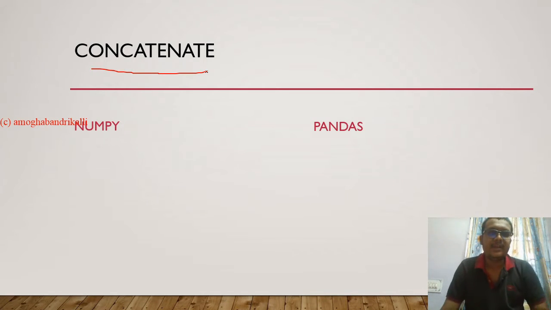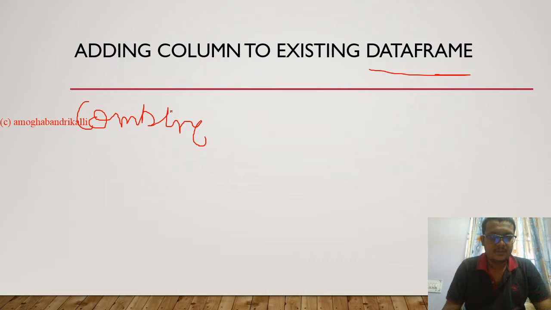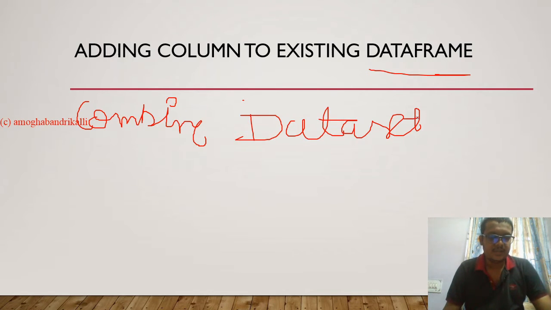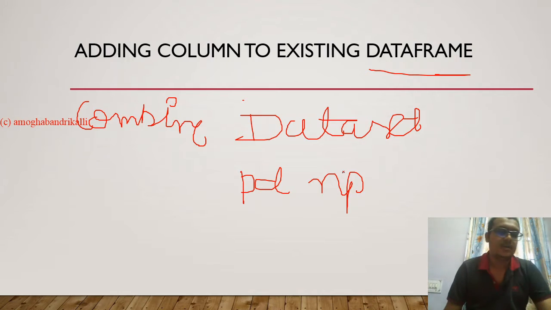Next comes the concatenation operation. Before this, we have another operation, combining data sets. I had forgotten to add that slide. Combining data sets means you are going to combine two data sets, using pandas and numpy. You use both of these frameworks to combine the data sets.